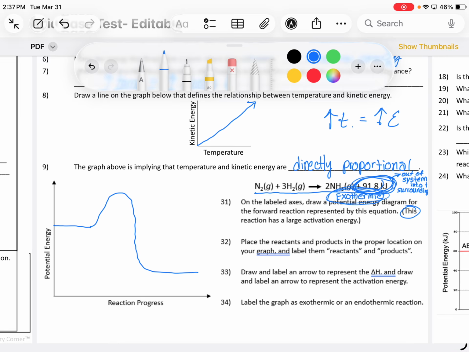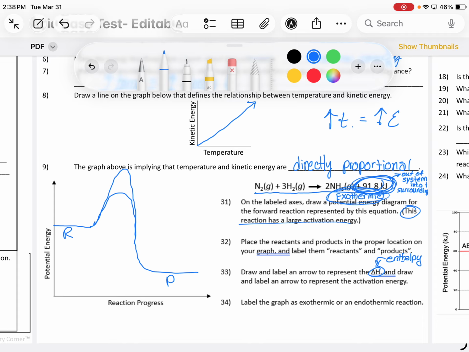By the way, this says this reaction has a large activation energy. I should have probably made my hill a little steeper to reflect that. Number 32, place the reactants and the products in the proper location on your graph. I'll just label them real quick. That's reactants and products. Number 33, draw and label an arrow to represent the delta H. By the way, what does delta H stand for? You should know this word. Please know this word. It's enthalpy.